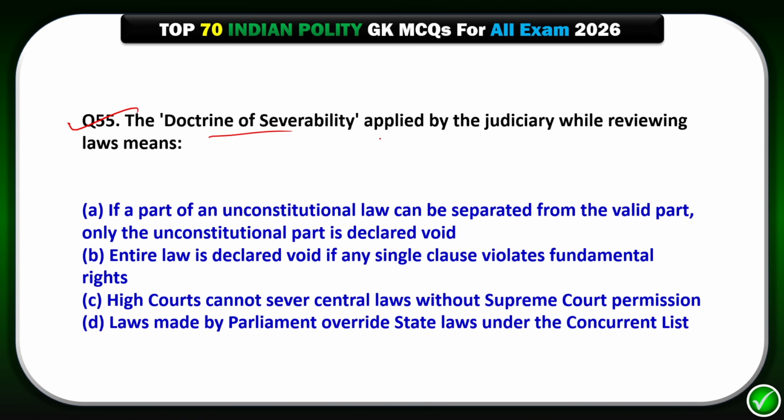55. The doctrine of severability applied by the judiciary while reviewing laws means? Option number A, if a part of an unconstitutional law can be separated from the valid part, only the unconstitutional part is declared void.